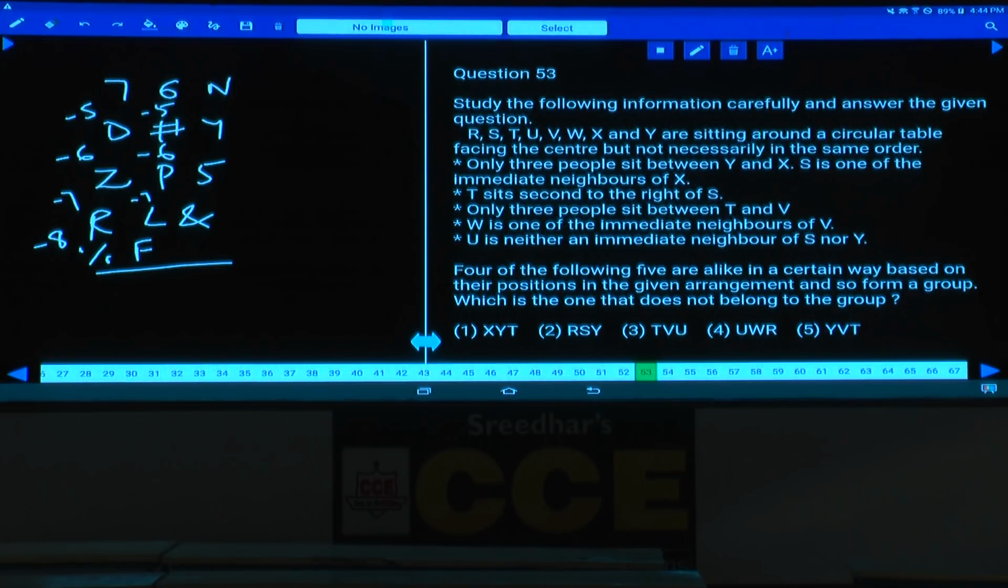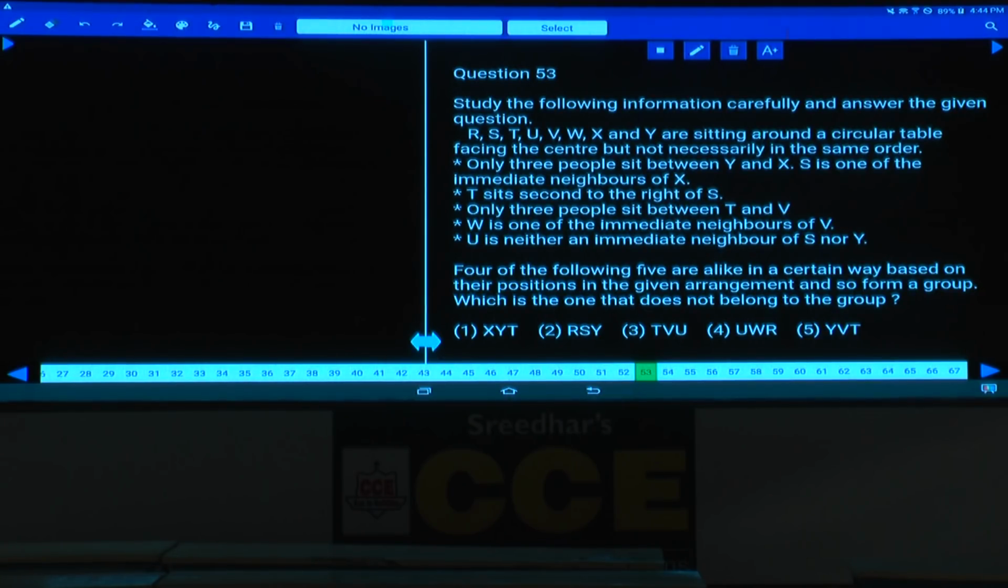Then 53 onwards, R, S, T, U, V, W, X and Y are seated around a circular table. Tell me how many persons are there? 8 persons. 8 persons seated around a circular table facing the center, clearly given, but not necessarily in the same order. These are the 8 persons who are seated around a circular table: 1, 2, 3, 4, 5, 6, 7, 8.